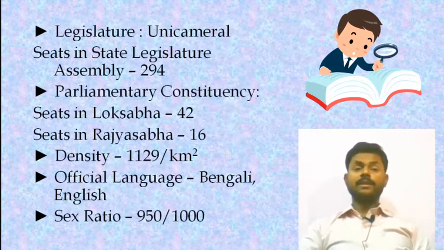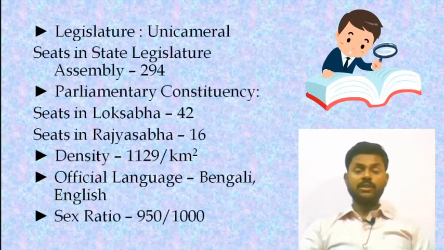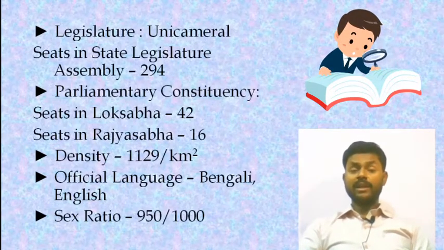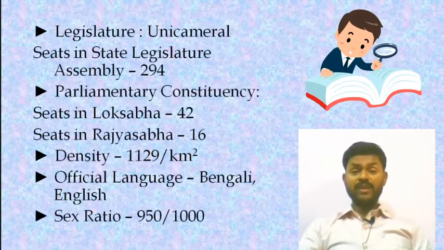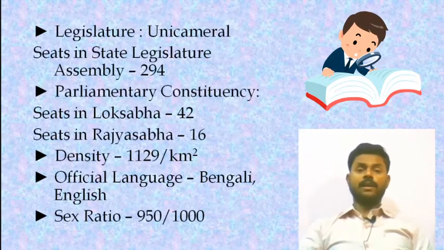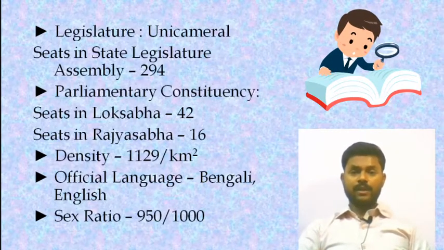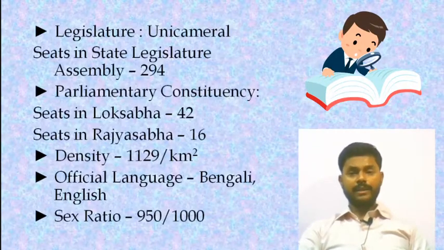You can also say the density of West Bengal is 1129 persons per kilometer. It means in 1 kilometer area there are 1129 people living in West Bengal. Now we will know about the official language of West Bengal. The official language of West Bengal is Bengali.